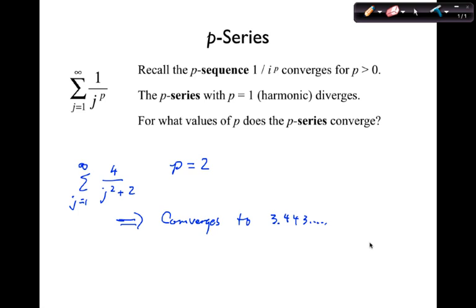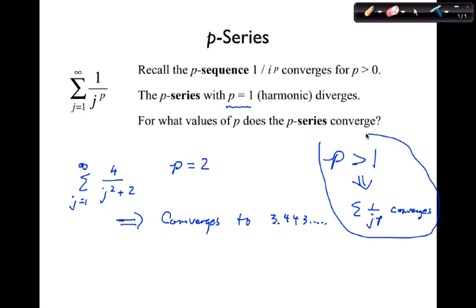So what's the breaking point? It turns out, and we're not going to prove it for time's sake, that P equals 1 is the breaking point. When P is greater than 1, the P series converges. But as soon as P gets to 1, that's the harmonic series, and that diverges. And certainly if P is less than 1, that's going to diverge also, because then all your terms are bigger than the harmonic series.